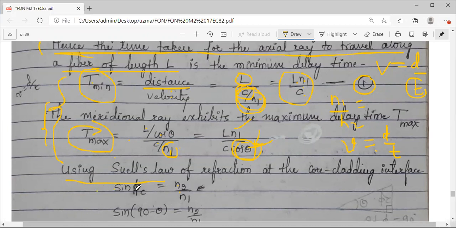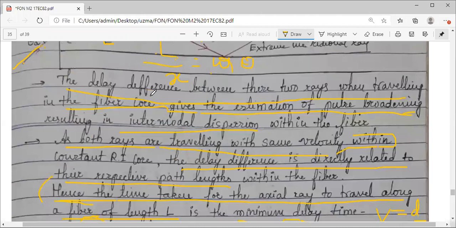Actually, it is n1 sine theta c, sine phi c is equal to n2 sine some angle, that is 90 degrees, the value. So sine 90 is 1. That's why sine phi c is equal to n2 by n1. So what is the critical angle here?